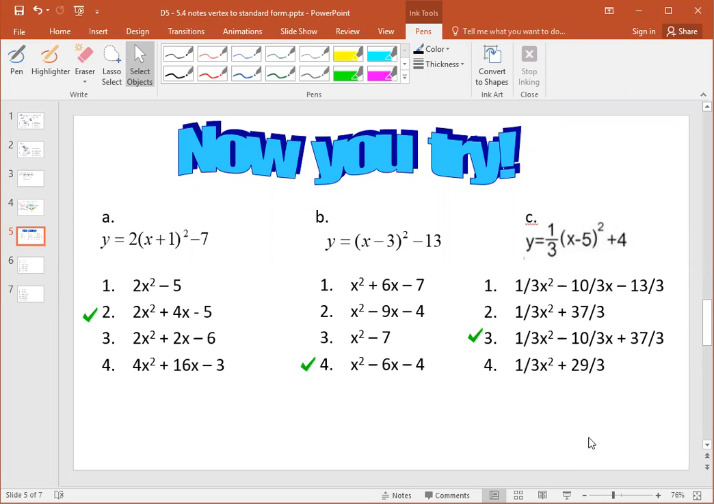Here is a slide with 3 different problems for you to try, and the correct answers are noted by the green check marks. You should be able to multiply them all through to see how you get each one of these. I think A and B are easier, and of course C, because you have that 1/3, that's where your fractions are going to get you a little bit. But this C is the extension problem. So you would just use the same steps that we did before and multiply these through.